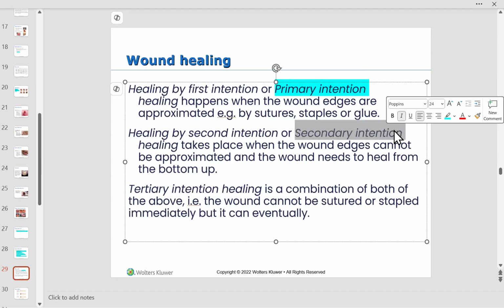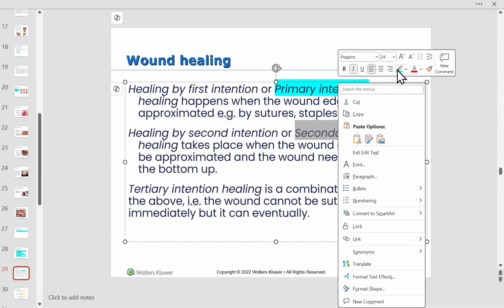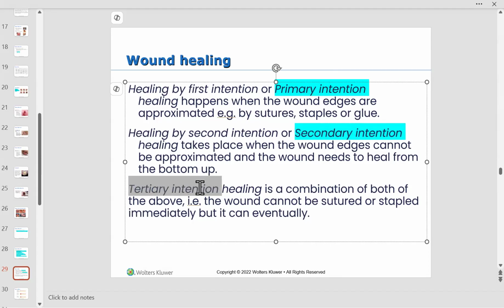Okay. Healing by secondary intention takes place when the edges can't be approximated. In other words, it's an open wound and the wound needs to heal from the inside out. Okay. That's a slow healing one. Okay. And tertiary intention is a combination kind of both of the above.